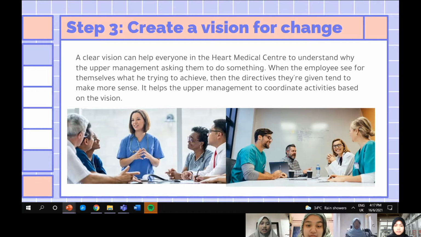As one of the consultants in the medical center, I will advise the upper management to direct the change for the employees by creating a vision for them to follow and practice the new electronic health record system. When the employees see for themselves what they are trying to achieve, this helps the upper management to coordinate activities based on the vision. So when the upper management wants to make a big change for the employees in the medical center, they must create a vision so the employees start to realize there are many benefits of using an electronic record system in the organization. So, next slide.